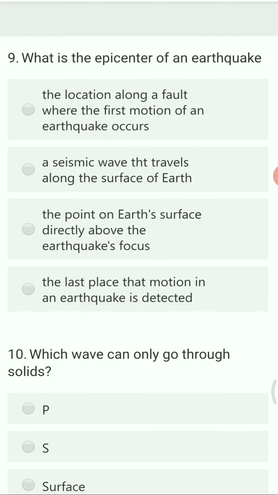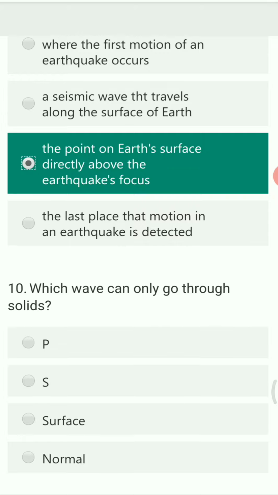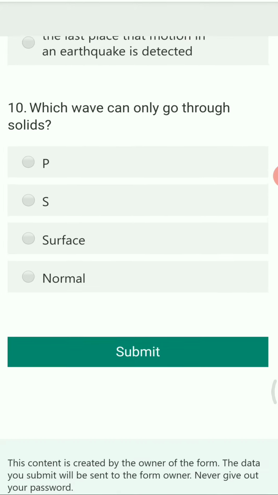What is the epicenter of an earthquake? The location along a fault where the first motion of an earthquake occurs, a seismic wave that travels along the surface of Earth, the point on the Earth's surface directly above the earthquake's focus, or the last place that motion in an earthquake is detected. So the definition of epicenter is the point on the surface of the Earth directly above the earthquake's focus.